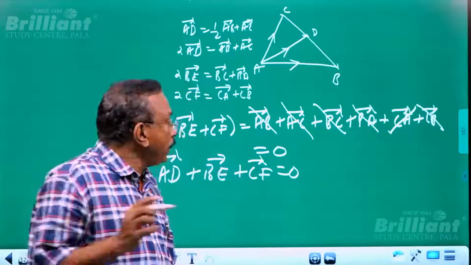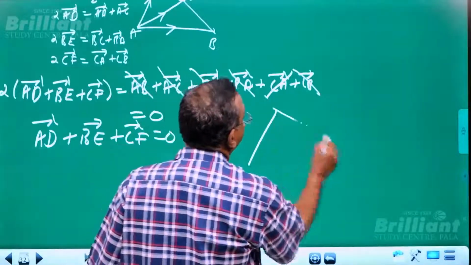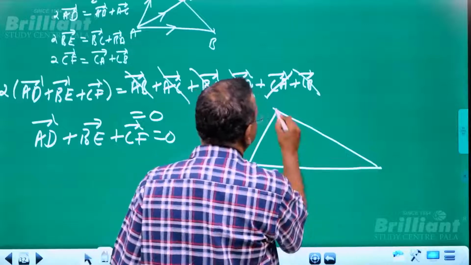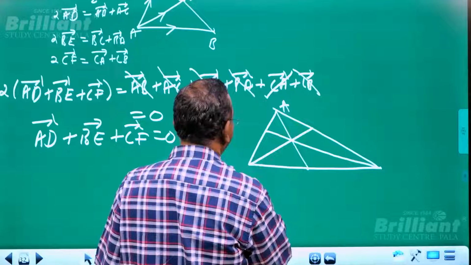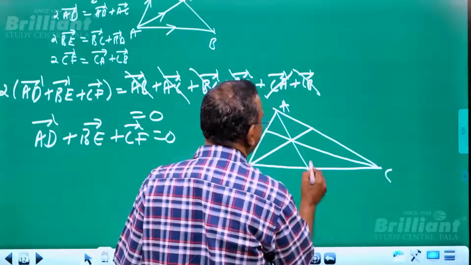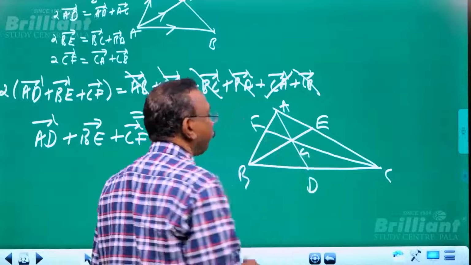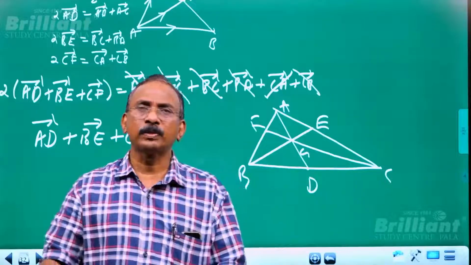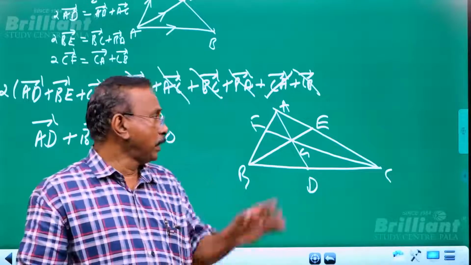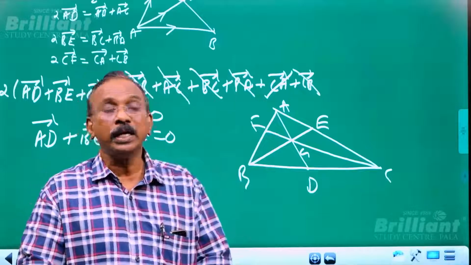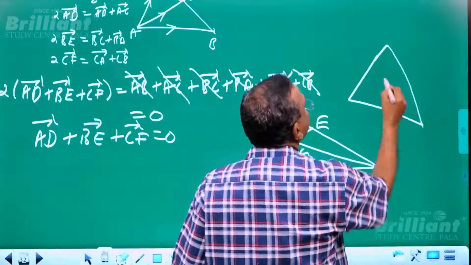Now, if the medians intersect at a point, then definitely the point we refer to is the centroid, with A, B, C as the vertices and D, E, F as the midpoints. There are so many properties of the centroid. The centroid divides the triangle into three equal regions like this. Look here, this is one of the beautiful properties of the centroid.